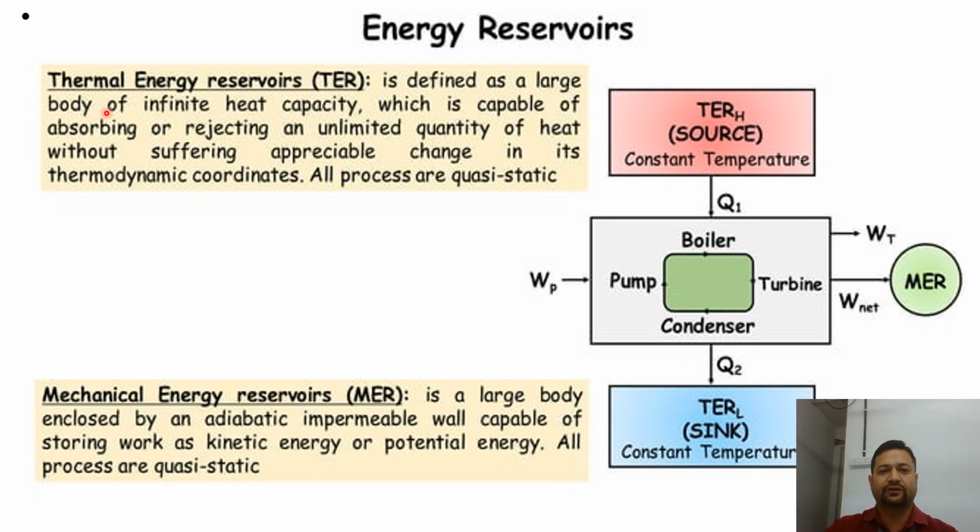A thermal energy reservoir is a large body of infinite heat capacity which is capable of absorbing or rejecting an unlimited amount of heat. It means these thermal reservoirs have infinite heat capacity. So whatever amount of heat you want to add, you can add, and its temperature is going to remain constant. Even after you add 1000 or 2000 kilojoules of heat, the temperature of this reservoir will remain the same. This is the definition of a thermal energy reservoir. All the processes are quasi-static, which we have already discussed in the first lecture. Quasi-static means the processes occurring in this reservoir will be reversible. So the thermal energy reservoir definition is clear.